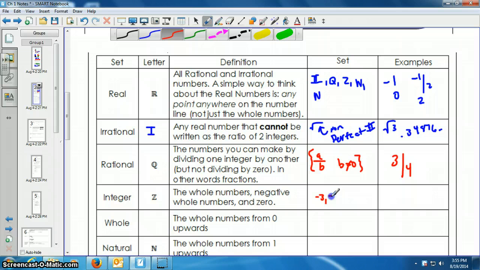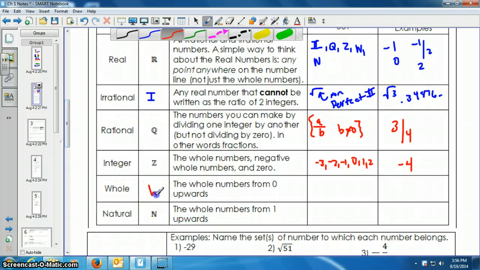Integers are those negatives, 0, and those positives. So -4 is an integer. Whole is represented with the W. I can't really draw the double line that you normally see. I guess that kind of works. There we go. Whole numbers are just 0, 1, 2, 3, and so on. And 5 or 0 would be an example. Natural numbers, again, are the ones when you're just learning how to count. So 8, giving a specific example.